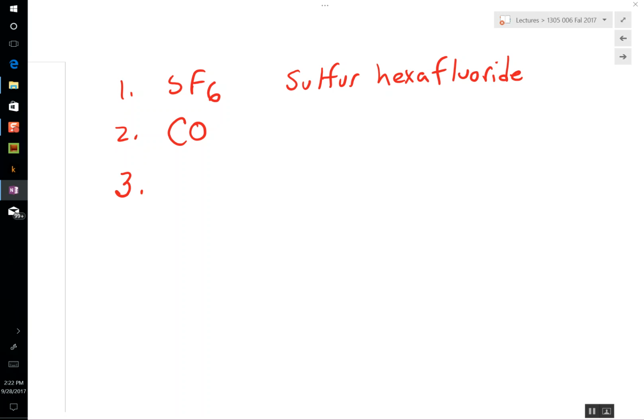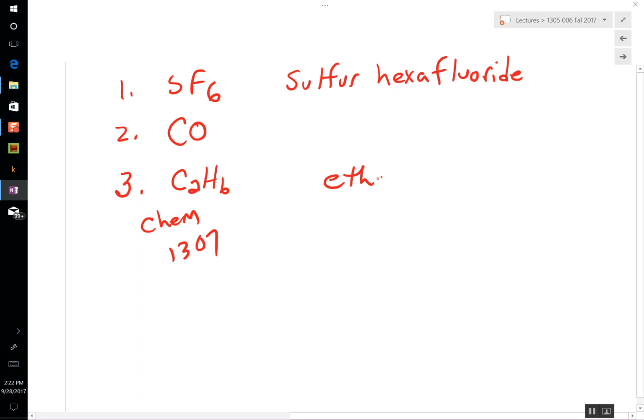Okay, number 3. Number 3, this is Chem 1307. Okay, that is not dicarbon hexahydride. Forget that. That is ethane. How do you know that? Because I just told you. All right? That doesn't fit our system. This is the IUPAC way of naming compounds. So don't get hung up. And there's one on this other chart too. So now let's turn over to the chart at the bottom of the second page. Again, it says molecular compounds.